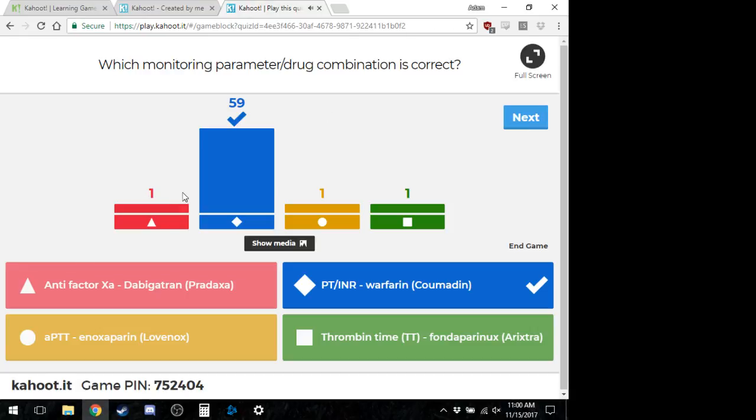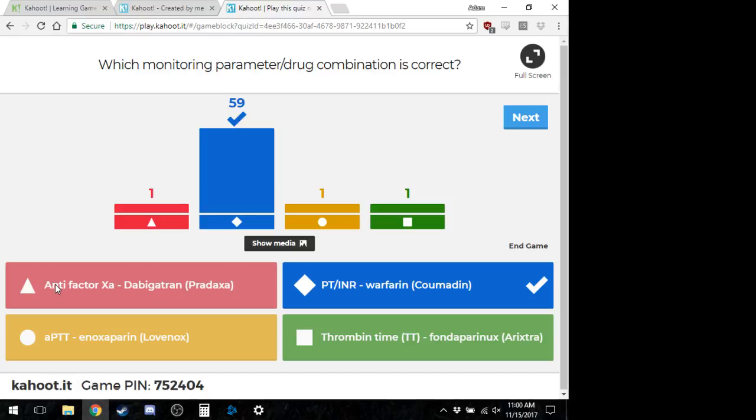Perfect. Almost perfect, actually. So close. So dabigatran, how do we monitor for that? You don't, right? So we can't really monitor for that. So that's no good. PT-INR and warfarin, you guys should know that. Like peanut butter and jelly, PT-INR and warfarin should go together right in your mind, right?